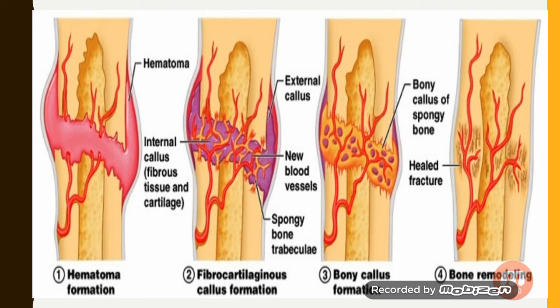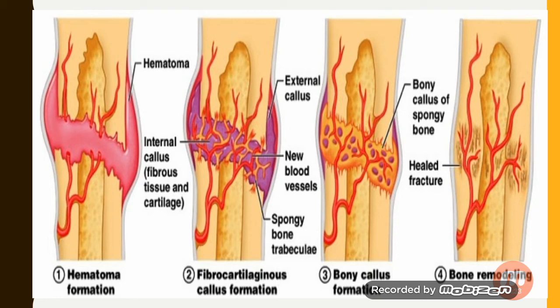Reduction is basically of two types. One is closed reduction and the other is open reduction. This reduction term is the re-establishment of the bone to its original form and structure.